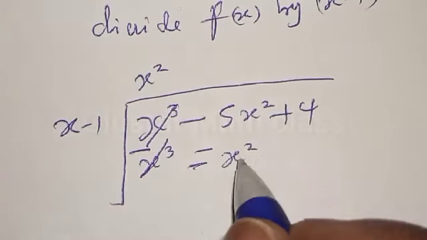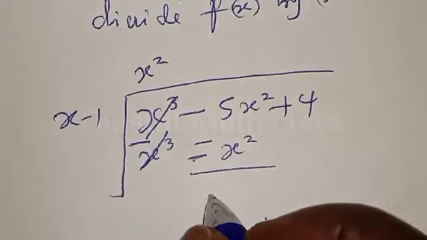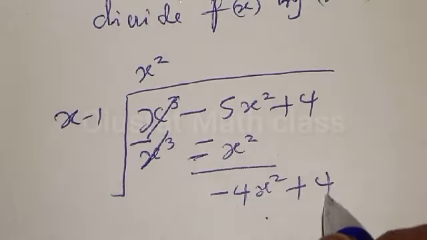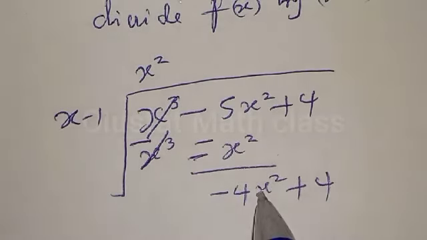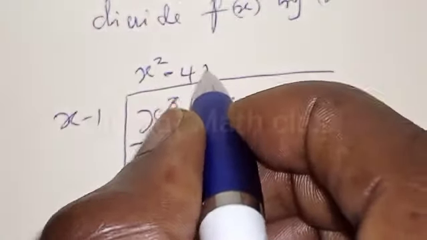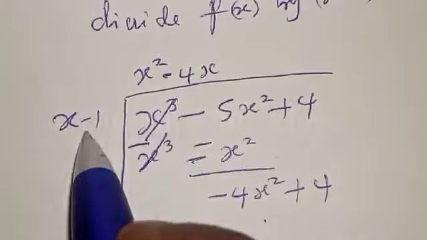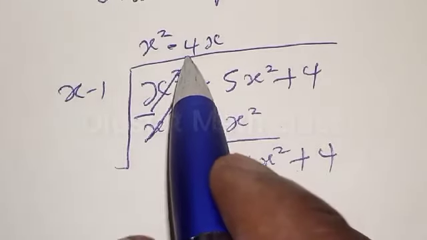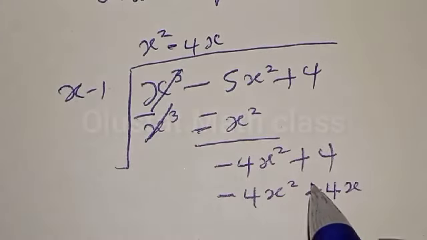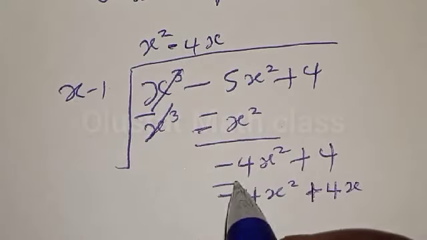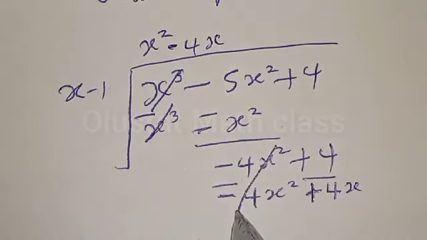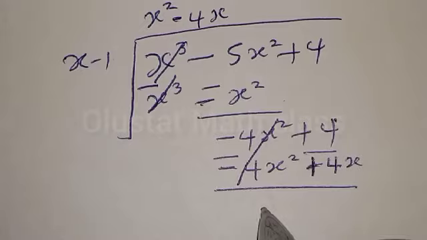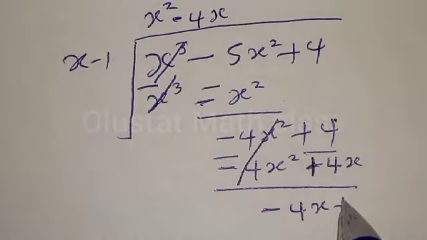Here is minus 5x squared plus x squared. That will be minus 4x squared. Then let's bring this plus 4 down. Now, x goes in minus 4x squared. That will be minus 4x. And minus 4x times x, that will be minus 4x squared. Then minus 4x times minus 1, that will be plus 4x. Then let's multiply all through by negative. This one will cancel this. We are left with minus 4x, then plus 4.